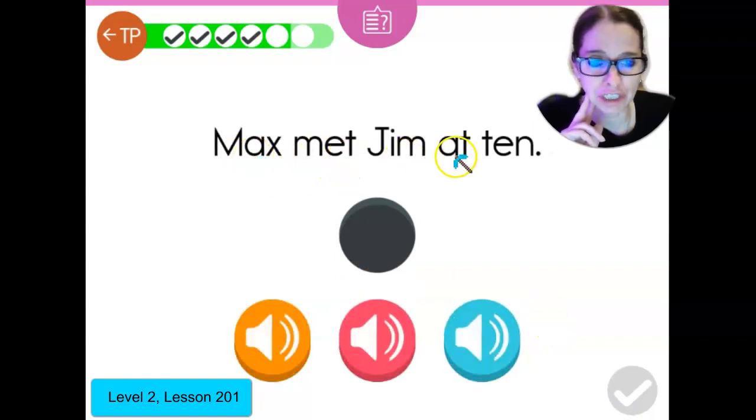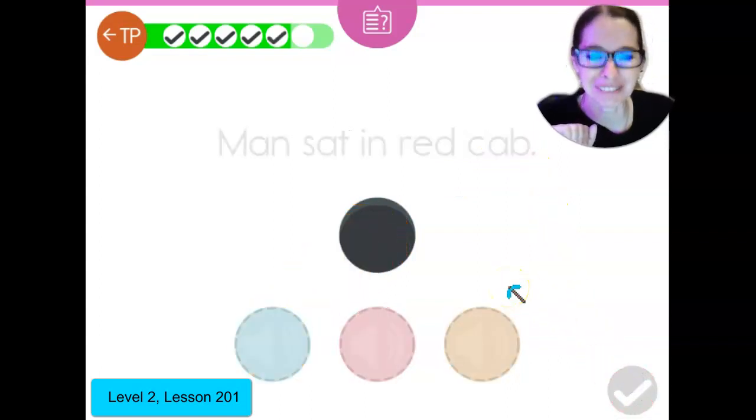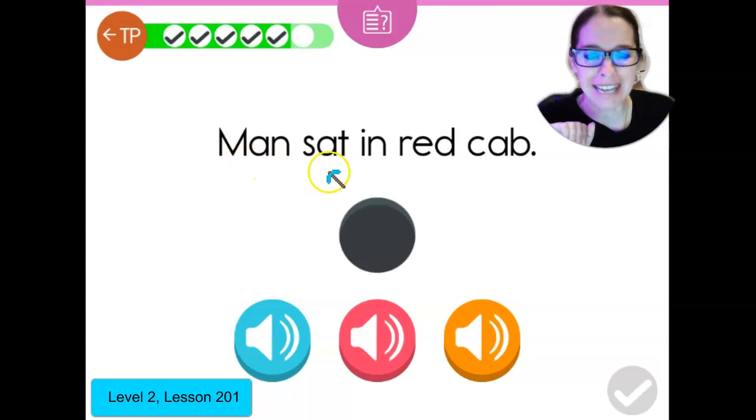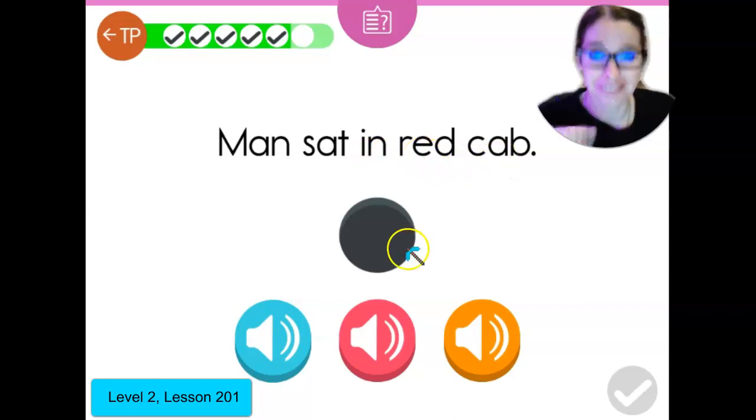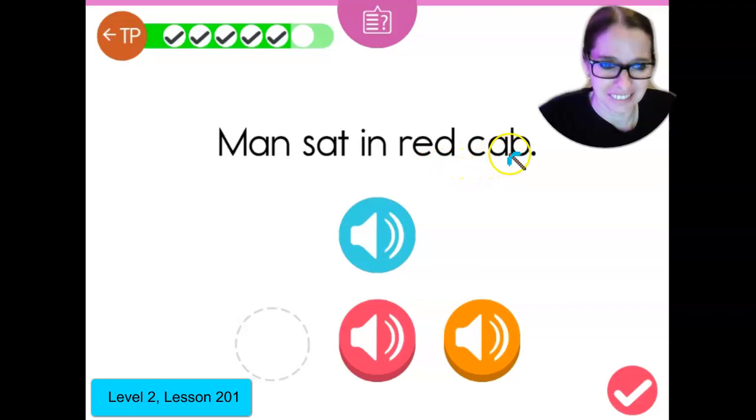Max met Jim at 10. Max met Jim at 10. I like when there was the first one. Man sat in red cab. Let's match. Man sat in red cab.